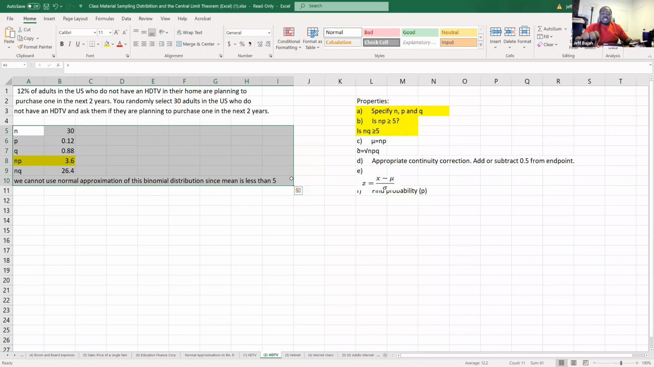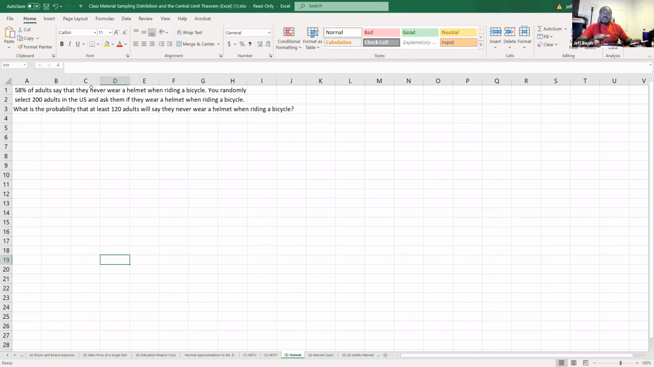All right. Let's try 2 more examples just to make sure that we understand. So let's look at one that we can address from the beginning to the end. Here we're told that 58% of adults say they never wear a helmet when riding a bicycle. You randomly select 200 adults in the US and ask them if they wear a helmet while riding a bicycle. What is the probability that at least 120 will say they never wear a helmet riding a bicycle?